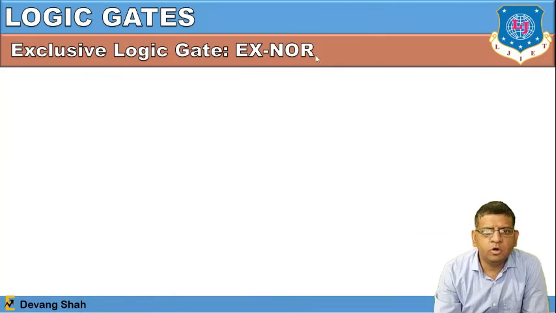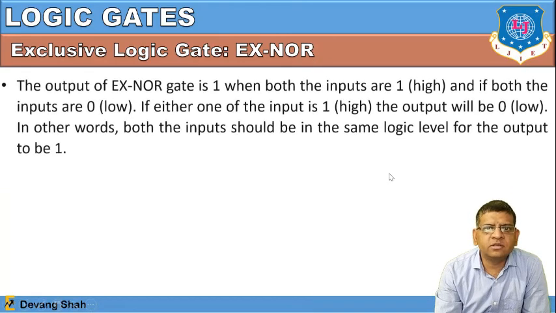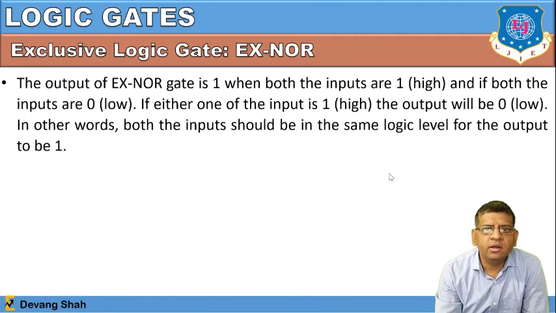One more exclusive logic gate is XNOR, which is nothing but the complement of XOR, right? Whatever you observe for the XOR gate, you get exactly the complement in the truth table. The output of the XNOR gate is 1 when both the inputs are 1 or both the inputs are 0. If either one of the inputs is 1, the output will be 0. In other words, both the inputs should be at the same logic level for the output to be 1.